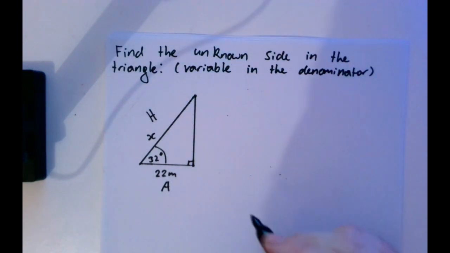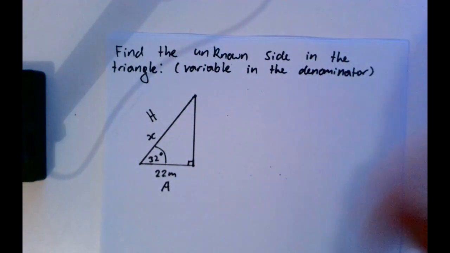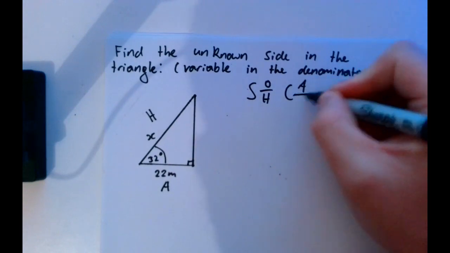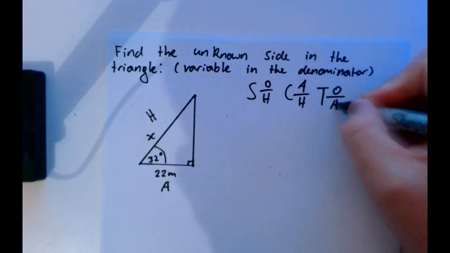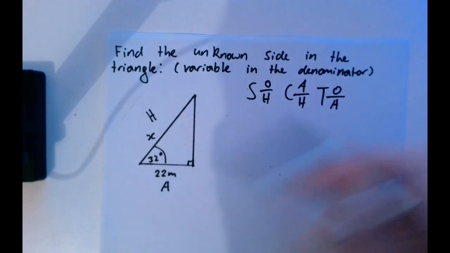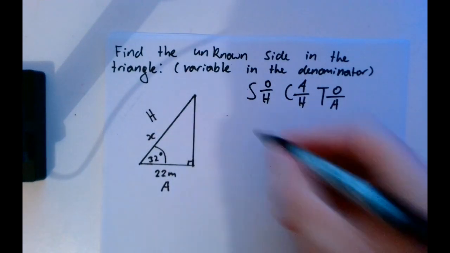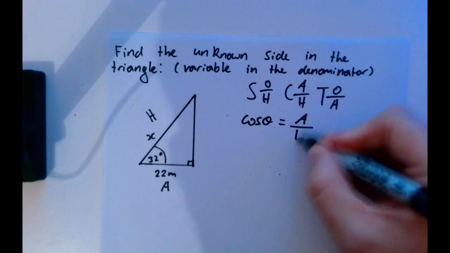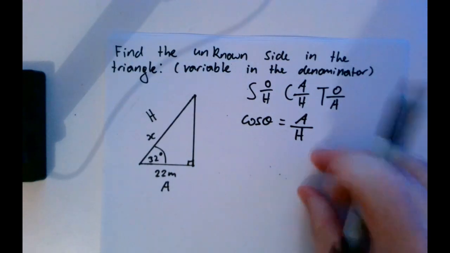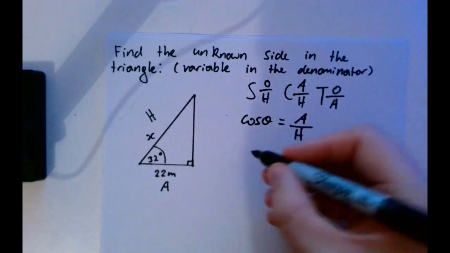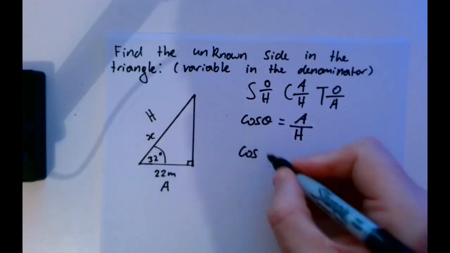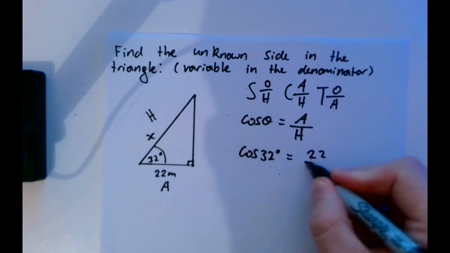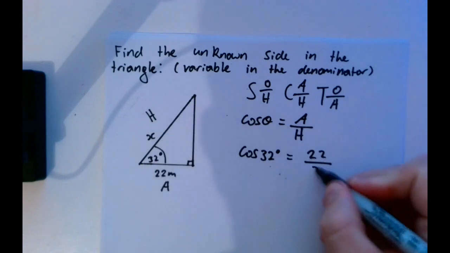So what we need to do now is just put it into our equations that we're working. So we go back to Sohcahtoa. We know that the only one that has adjacent and hypotenuse is cos. So cos of theta is equal to adjacent over hypotenuse. Just like last time, we're just going to fill in the information from our triangle. So cos of theta in this particular case is 32 degrees, is equal to our adjacent, which is 22, over our hypotenuse, which is x.